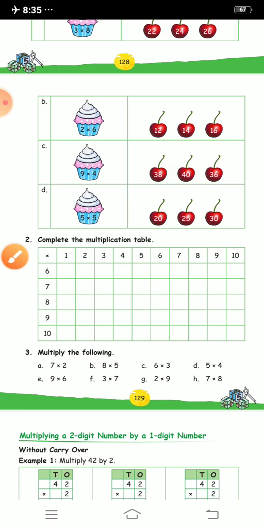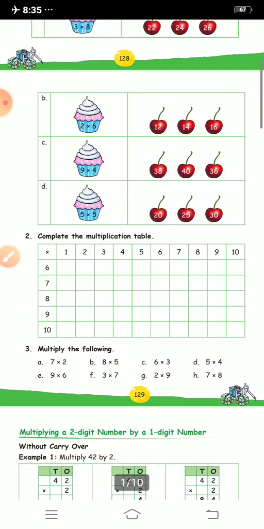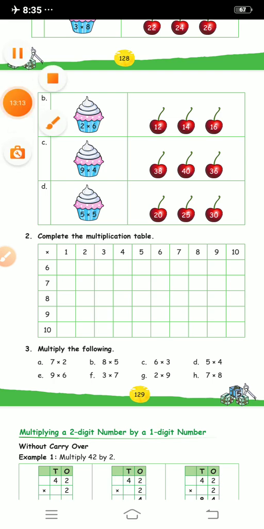Okay children. So that's all for today. And the third question, that is multiply the following, we will do it tomorrow.